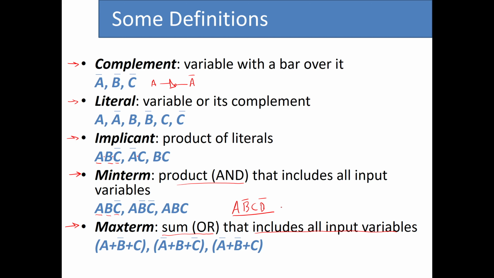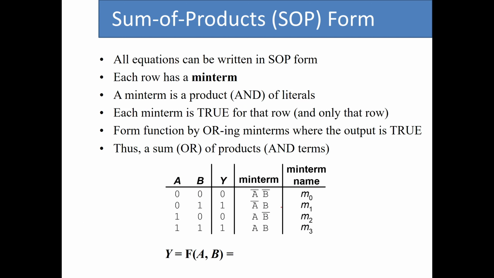So now that we saw these initial definitions, let's go through the first method that we want to use to go from a truth table to a Boolean equation. This is what is called a sum of product or SOP form. All Boolean equations can be written in SOP form. To do that, we have to consider that each row in the truth table has a unique minterm associated with it.